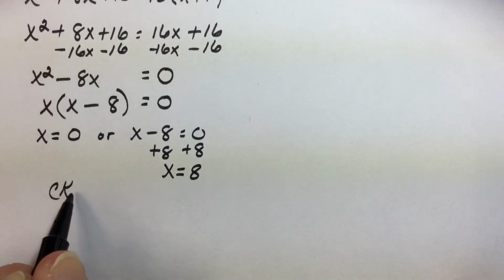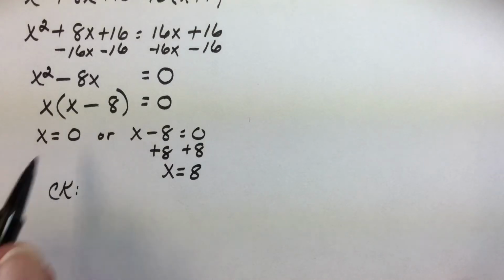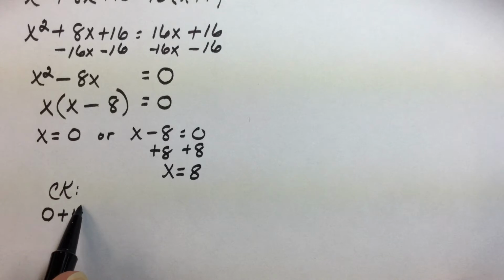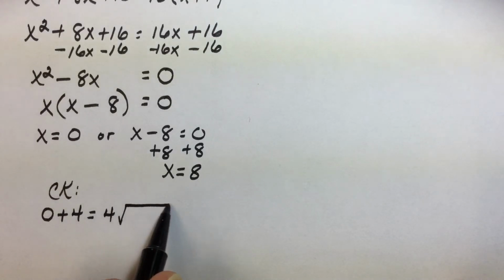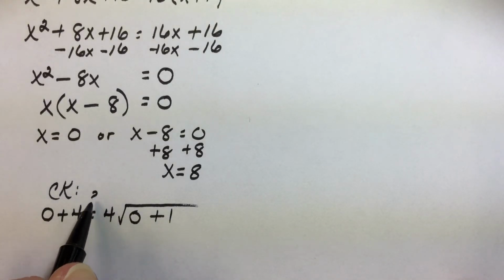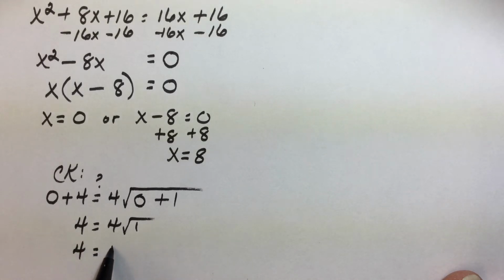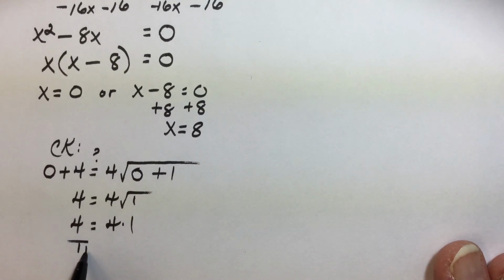So here we go. Are these in fact solutions? The original equation was x plus 4, so in place of x we'll put a 0, plus 4, was equal to 4 times the square root of x, and we're letting x equal 0, plus 1. And we're going to check and see if we do get a true statement. On the left, 0 plus 4 is 4. On the right, simplifying underneath the radical, we have the square root of 1. The square root of 1 is 1, and 4 times 1 is 4. So true result here. So one of our solutions is 0.